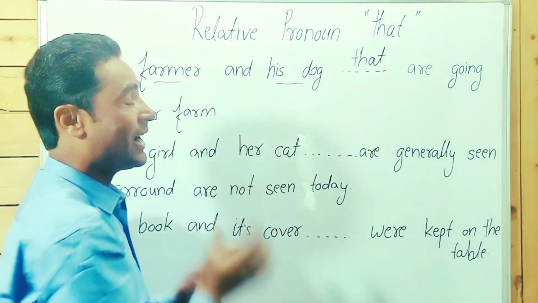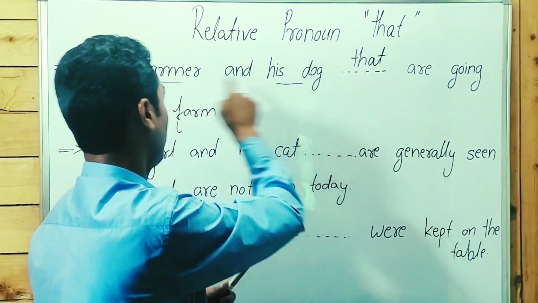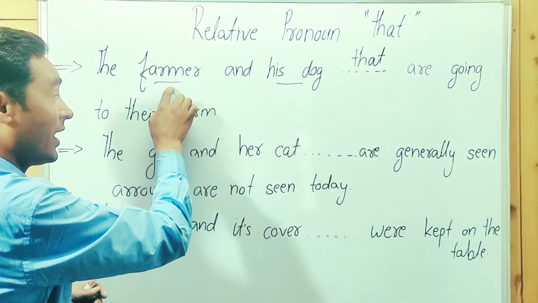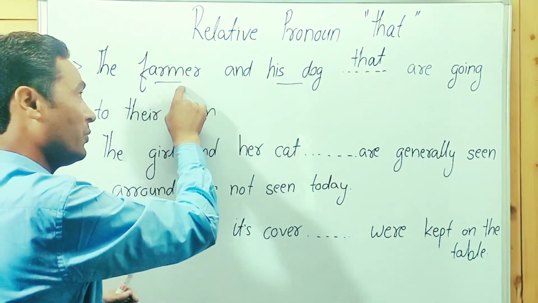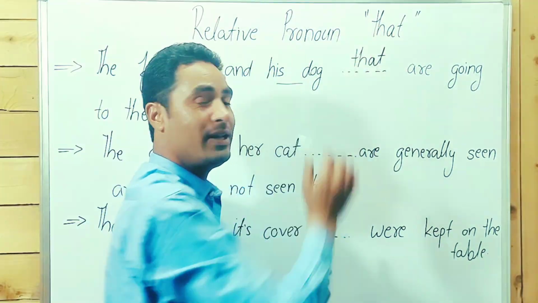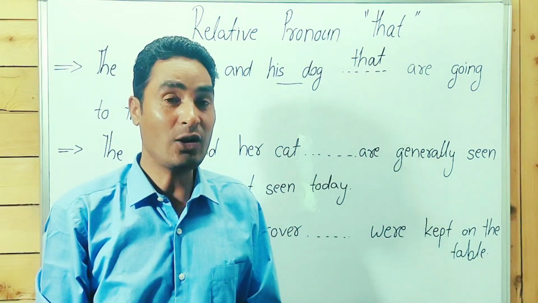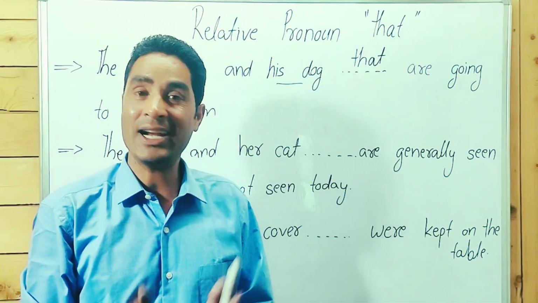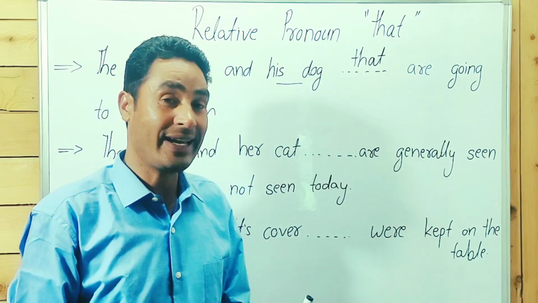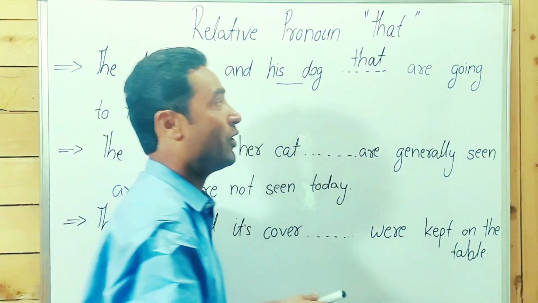Why? Because here there are two antecedents of this relative pronoun. First, human being. Second, non-human being. The farmer and his dog. If there were only one antecedent, okay, farmer, a human being, in this case the answer would be who. For his dog, the answer would be which. But here there are two antecedents, one human being, second one non-human being. In this case we don't have another choice. We don't use both. We use that as a relative pronoun. I hope you understood.